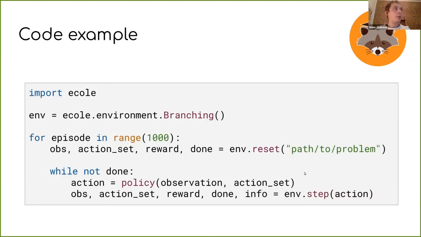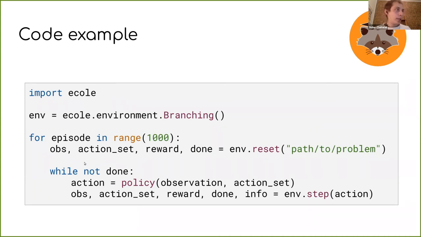So as a code example, the code looks like this. And it looks a lot like Gym. You might say, for example, I want a branching environment. So that's the variable selection. Then you say, okay, I'm going to do 1,000 episodes on it. So I'm going to solve 1,000 problems. You tell it, okay, start solving the problem on this instance. You might give it a path.